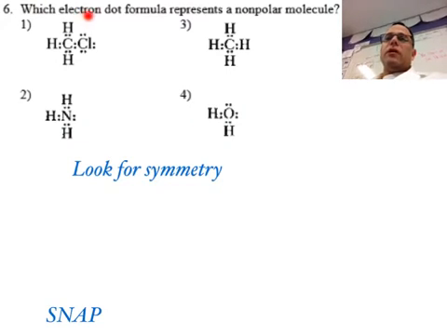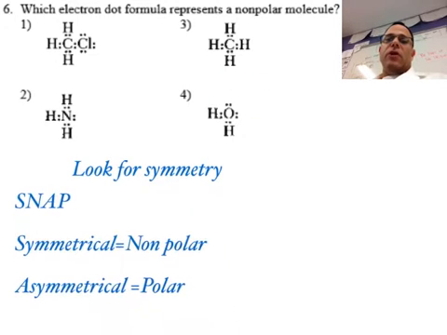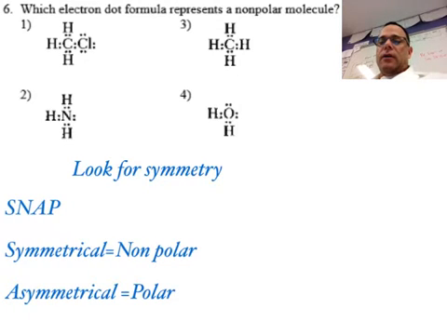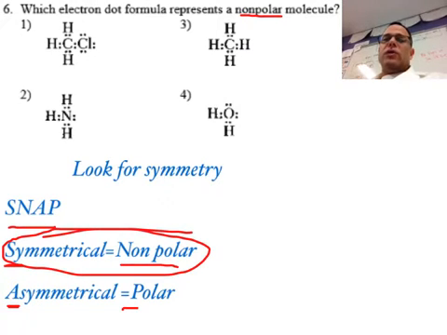Question 6, which electron dot formula represents a non-polar molecule? So we're looking for symmetry here. We're taking into consideration the entire molecule, not just the individual bonds. Now, I was taught just recently by Dr. Spielman this acronym, and it goes like this: SNAP. Let's grab a pen. SNAP. Symmetrical is nonpolar, while asymmetrical is polar. So we want to find the nonpolar. So we are looking for the molecule that shows symmetry.